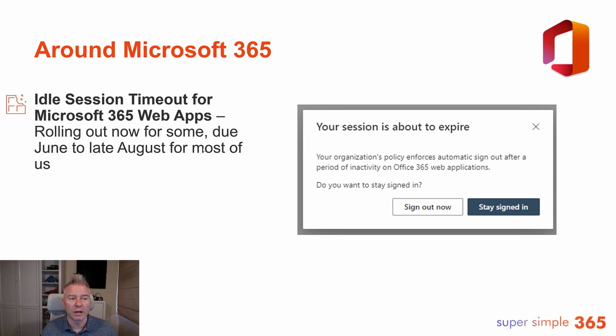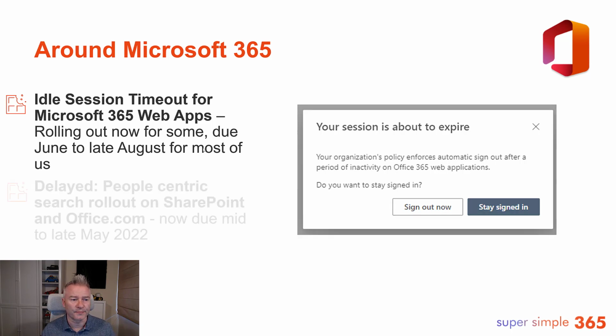It's the idle session timeout for 365 web apps. So I guess especially useful for people who are using their own devices. Anyway, so that is due June to late August for most of us, and I guess depending on the policy of the organisation, I bet. I did read this, but I can't remember the details. I'm sure that the organisation can set what the timeout period is.